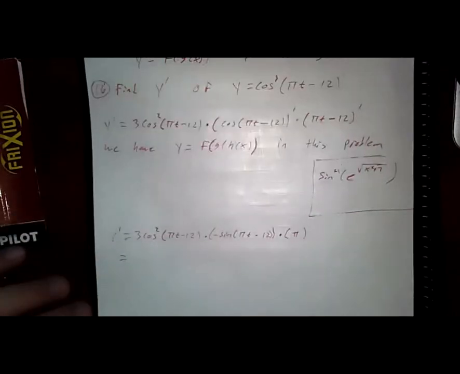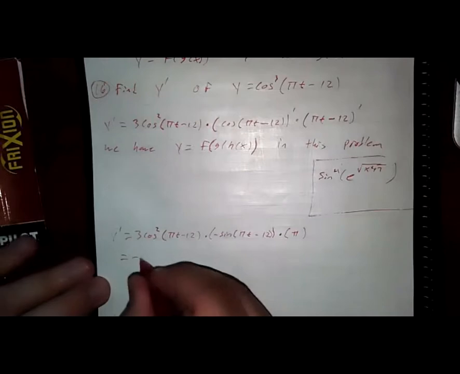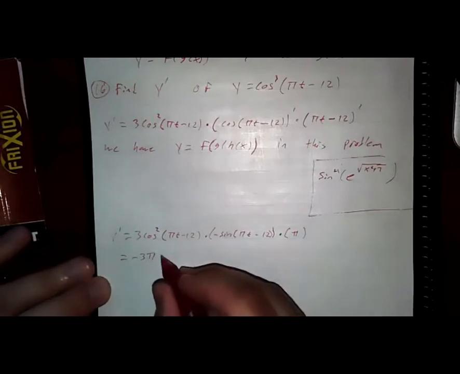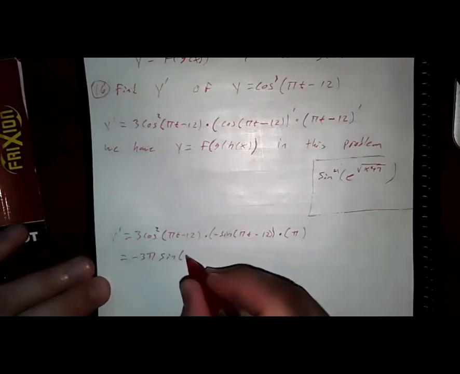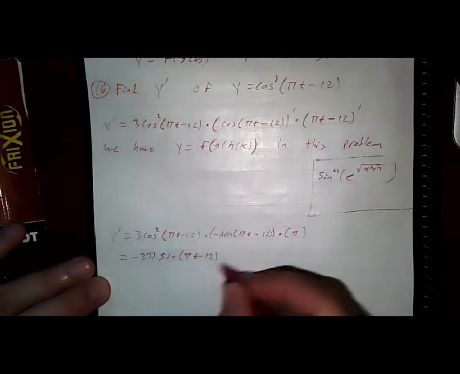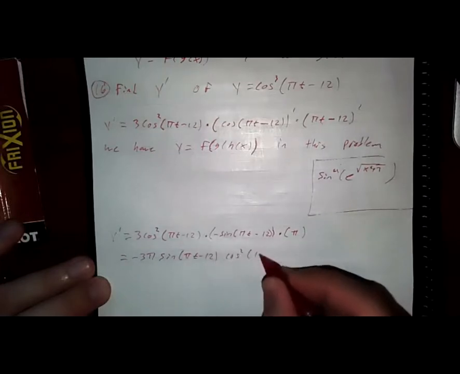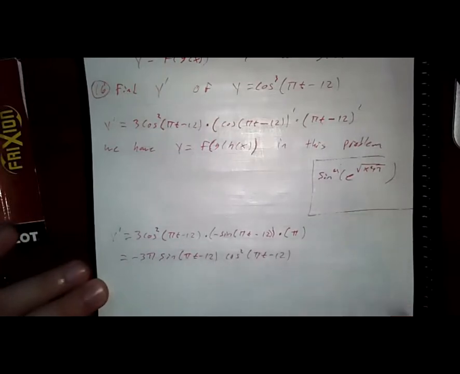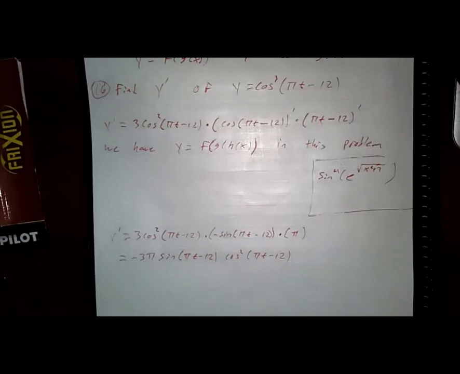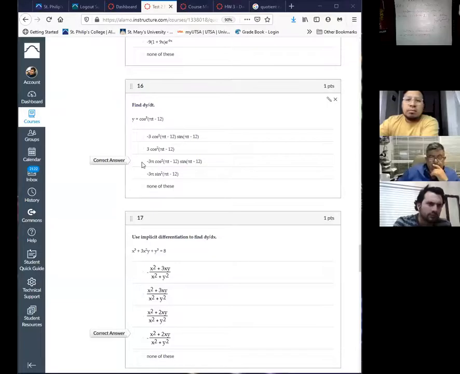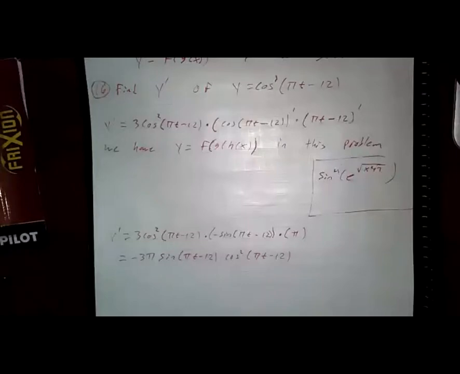Just multiply all this out, and you would get negative 3 pi sine of pi t minus 12 cosine squared of pi t minus 12. That's as pretty as it's going to get. So here it is: negative 3 pi cosine squared sine. They put the cosine squared first, which is fine. Same thing. The answer would be C.